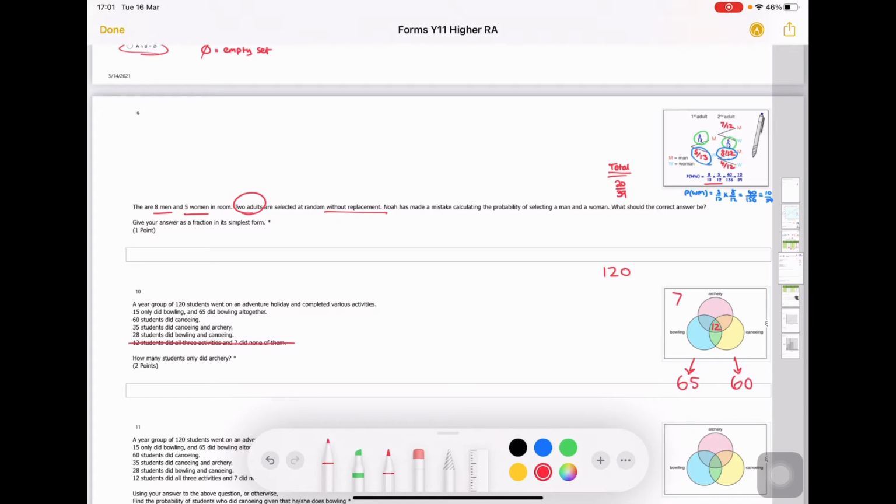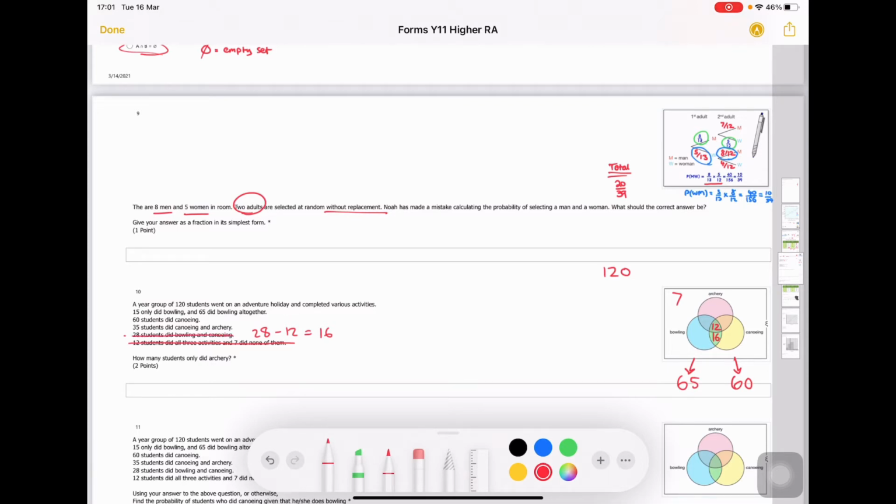And we're going to work our way up. So we'll focus on this one. 28 students did bowling and canoeing. So 28 did bowling and canoeing, and 12 of them also did archery. So 28 minus 12 equals 16. So we're going to write a 16 here. So I'll cross this out.